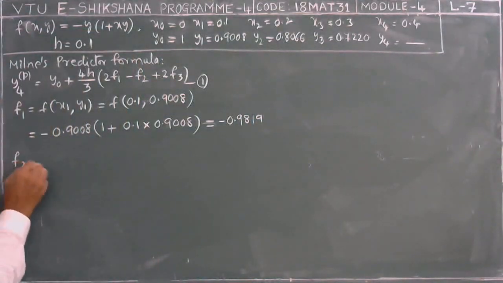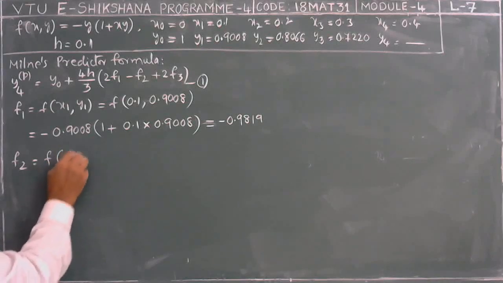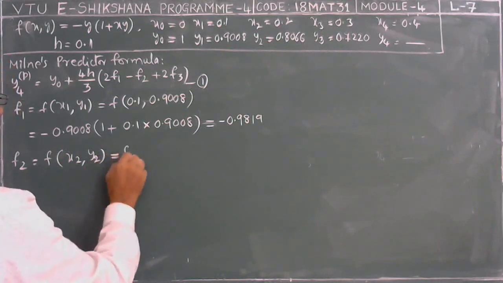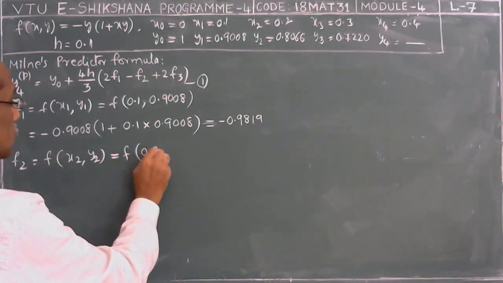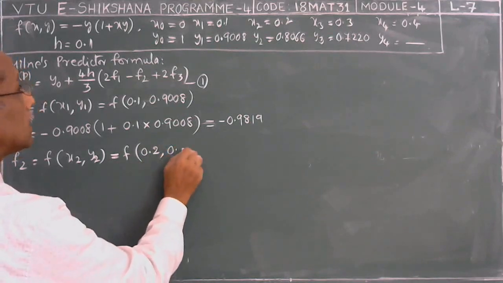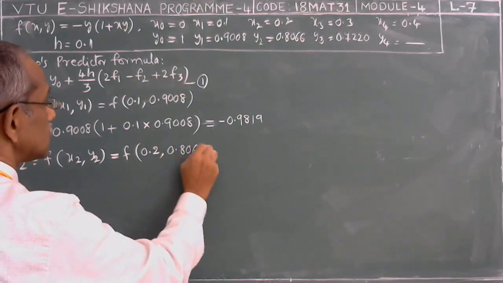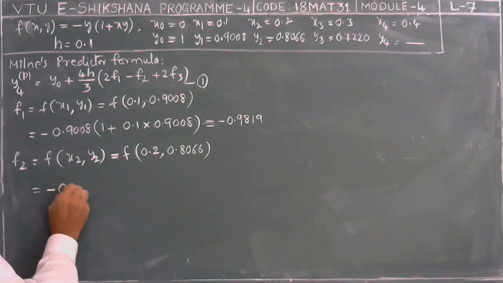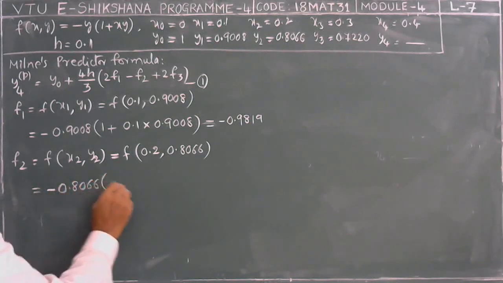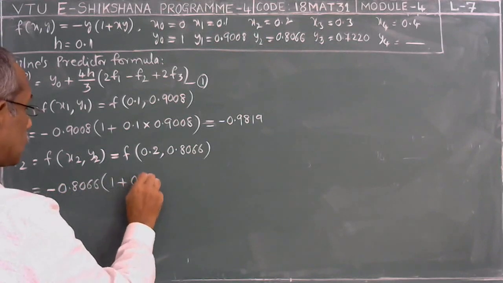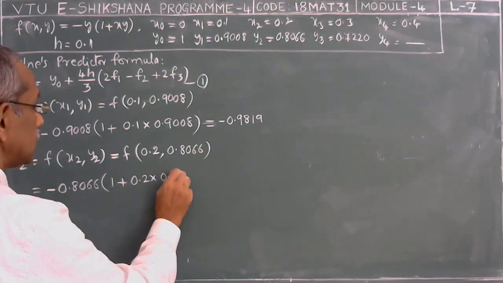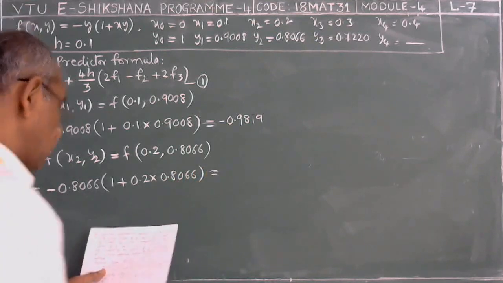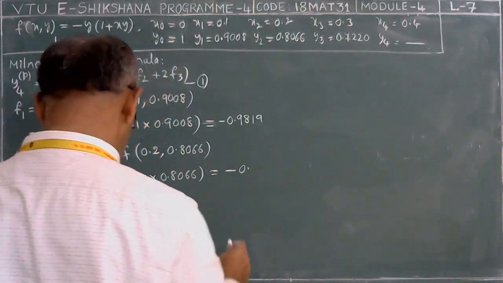Similarly, f2, f of x2 comma y2, is equal to f of 0.2 comma 0.8066. Apply the definition: minus y into 1 plus xy, minus 0.8066 into 1 plus 0.2 into 0.8066. If we calculate, we get f2 is equal to minus 0.9367.